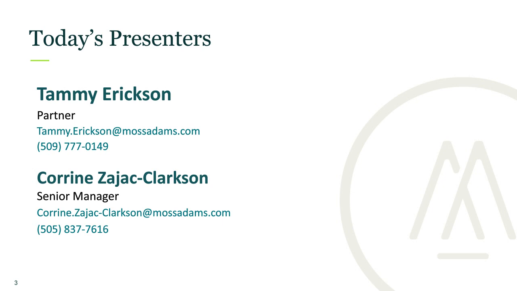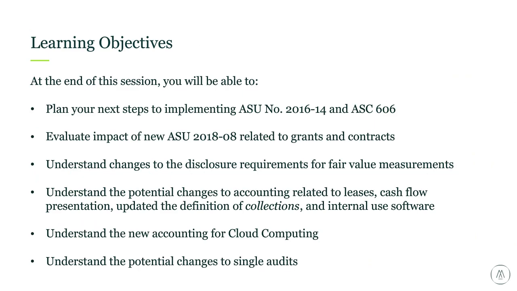All right. So today we just have our learning objectives here. We'll talk about implementing ASU 2016-14, the new financial reporting standard, which hopefully most people are getting close to being done with, as well as the new revenue recognition standard. There's also a new standard related to grants and contracts that is really clarifying some standards. There's some new fair value disclosure requirements. They seem to always be updating those. Also, a new standard related to collections, cloud computing, and then just very briefly, we will touch on single audits.